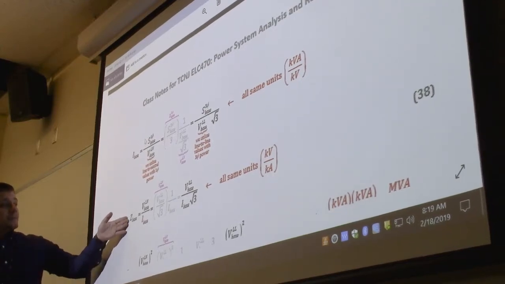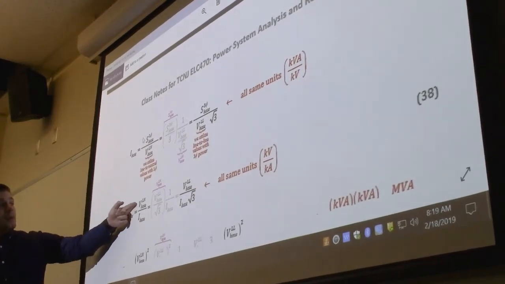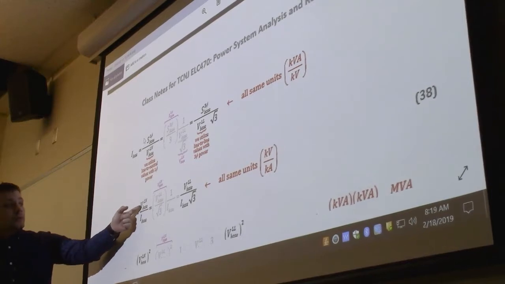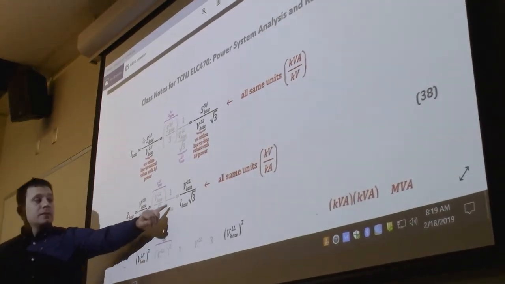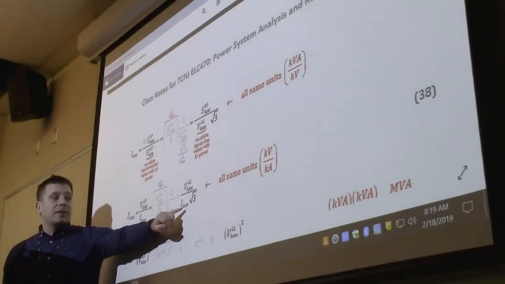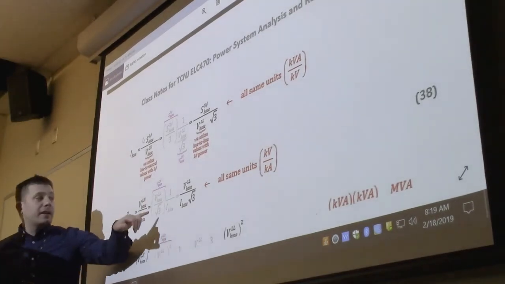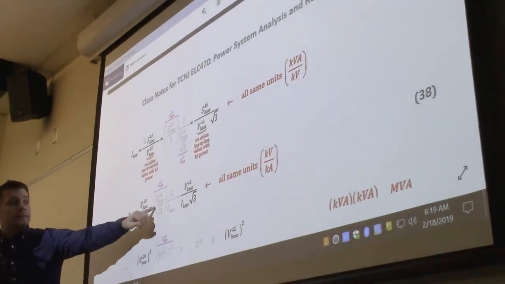Z base can be equal to the line to neutral voltage base divided by the current base, or line to line voltage base divided by the current base times square root of 3. Again, we're using that same conversion in there.